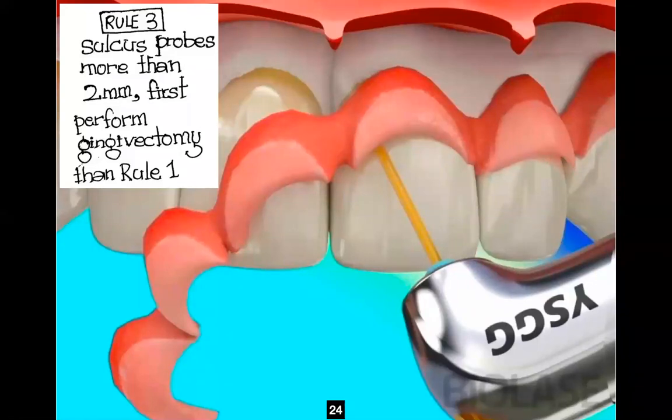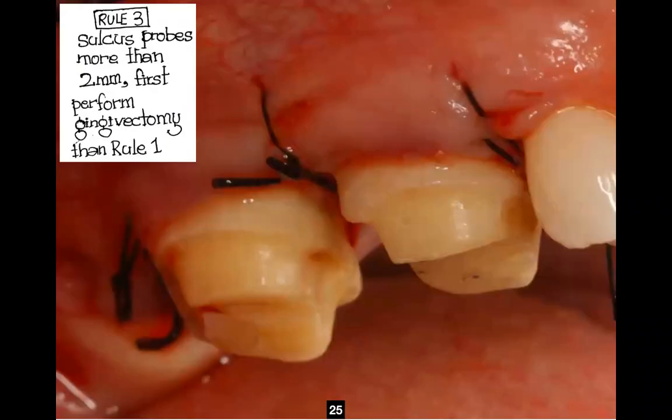Am I clear? Right? So in here, YSGG is nothing, it's a laser that is being used to perform a gingivectomy. It can also be done with your incision, but I'm just trying to give you some brainstorming. That's why I've got you a picture of the laser gingivectomy. Okay, this is again rule 3.